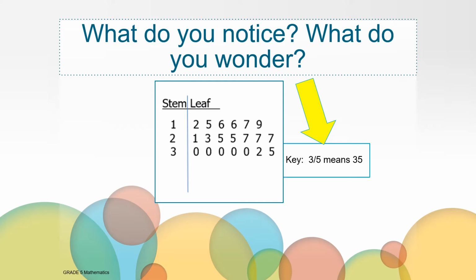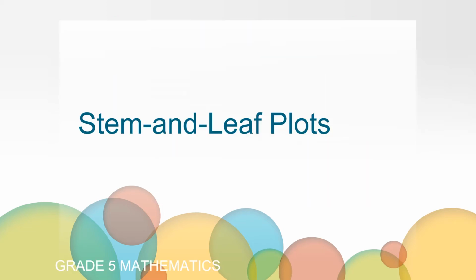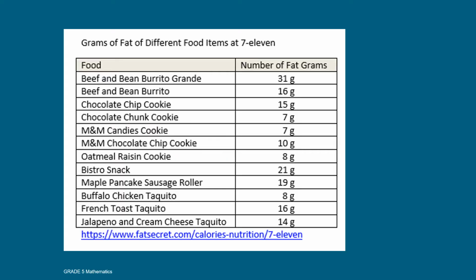Well, let's talk some more about this type of graphical representation and then revisit what this data could represent later in the video. Stem and leaf plots are used to show the frequency of data when using whole number data. So let's represent this data of the number of fat grams of food items at 7-Eleven.